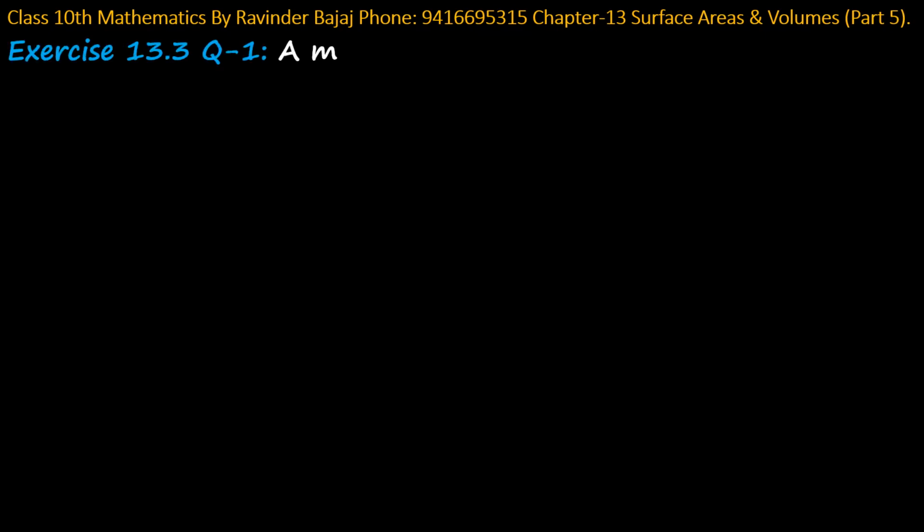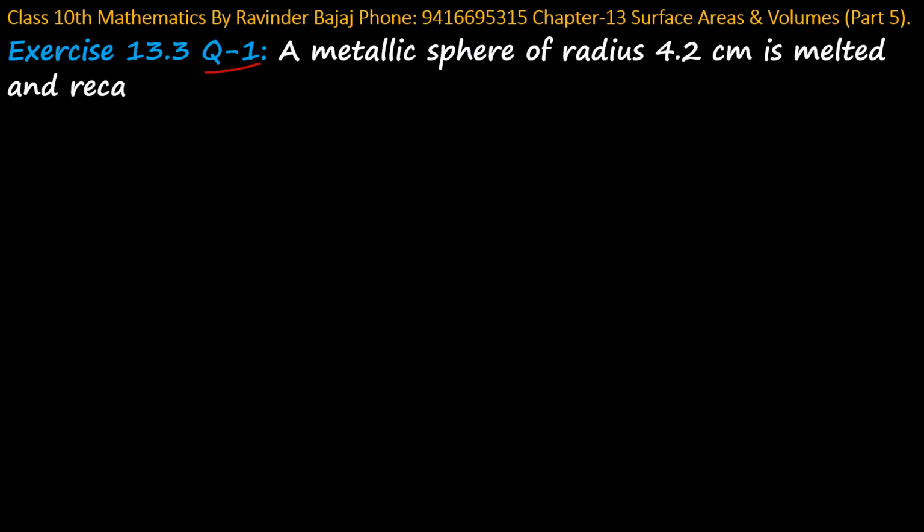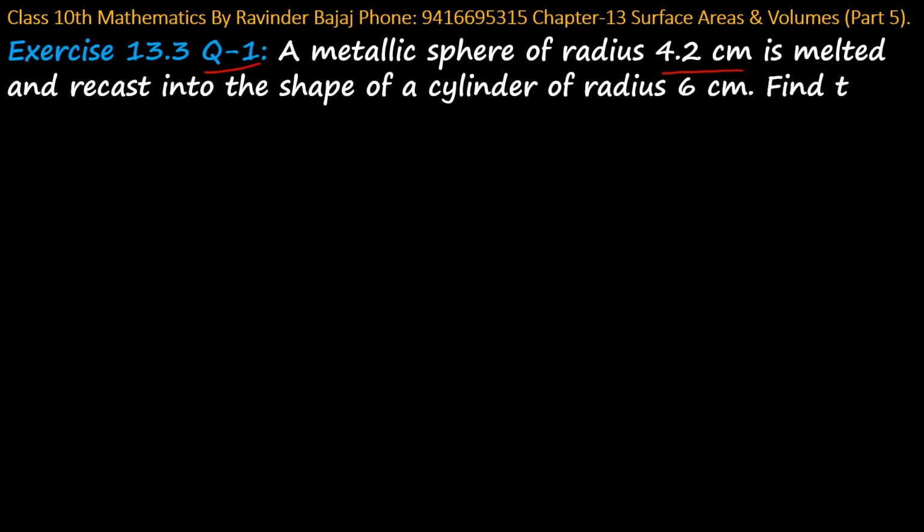This is exercise 13.3, question number 1. A metallic sphere of radius 4.2 centimeter is melted and recast into the shape of a cylinder of radius 6 centimeter. Find the height of the cylinder. So it is given that a sphere is cast into a cylinder and the radius of both the solids is given. We have to find the height of the cylinder.